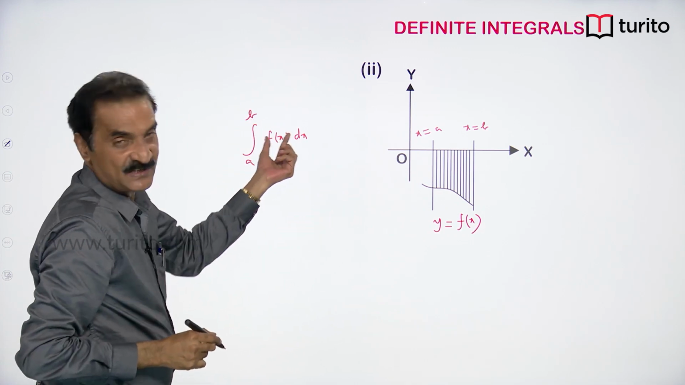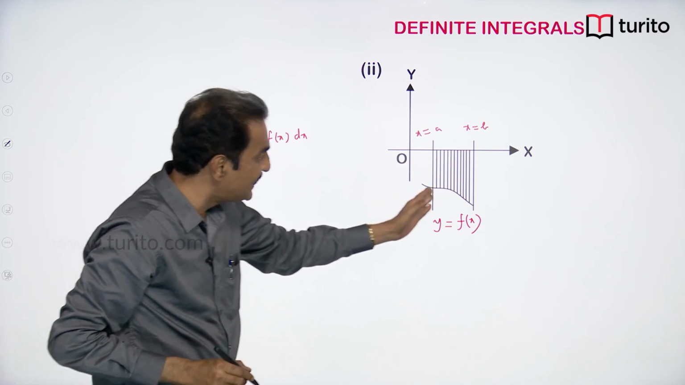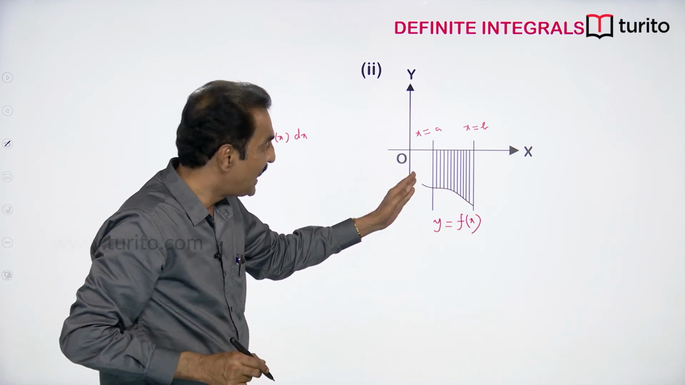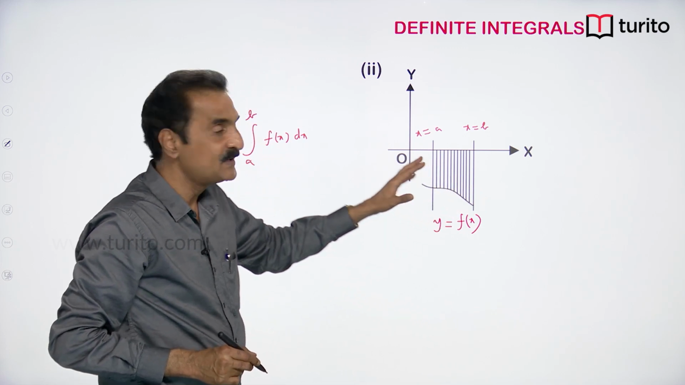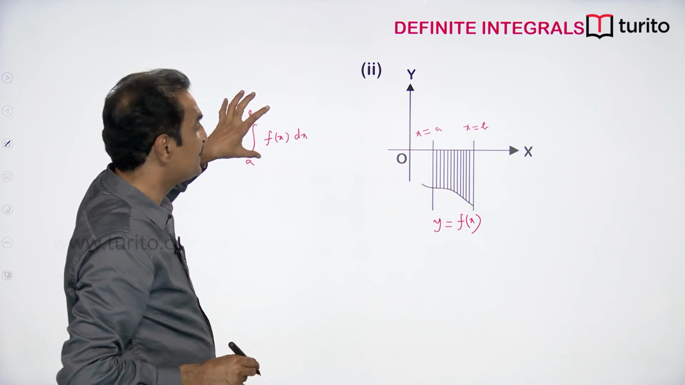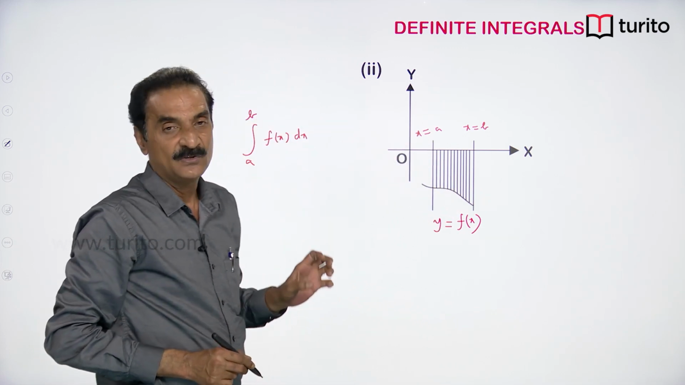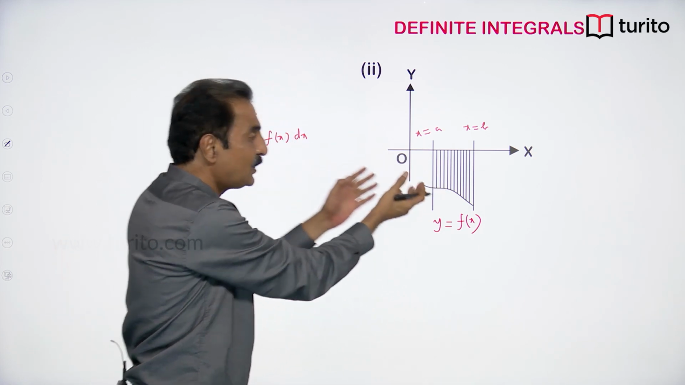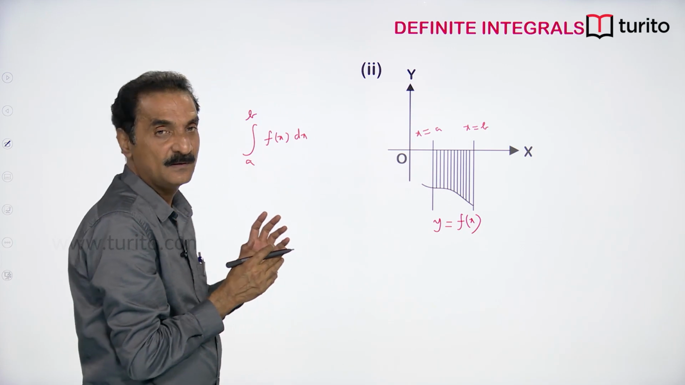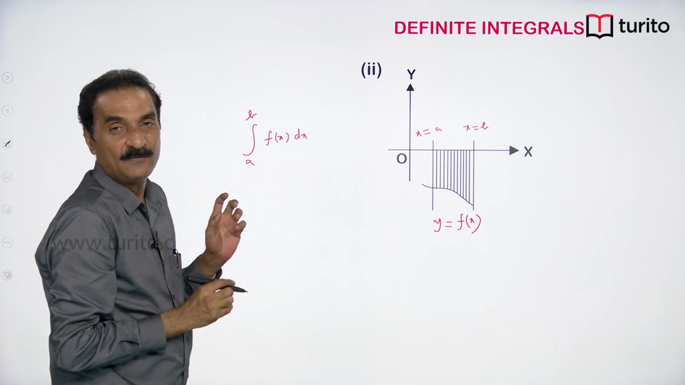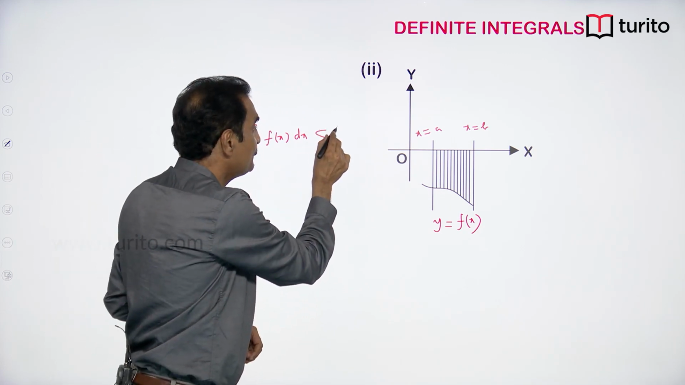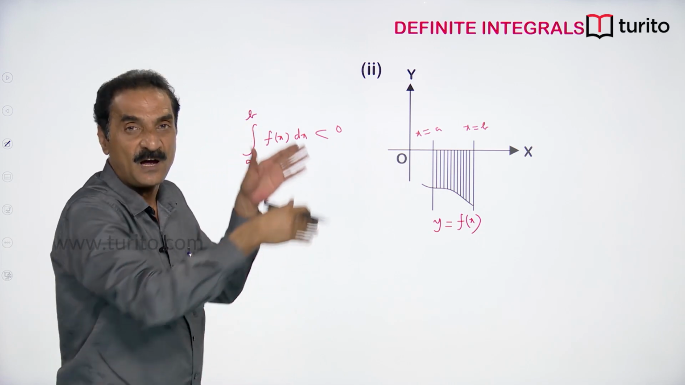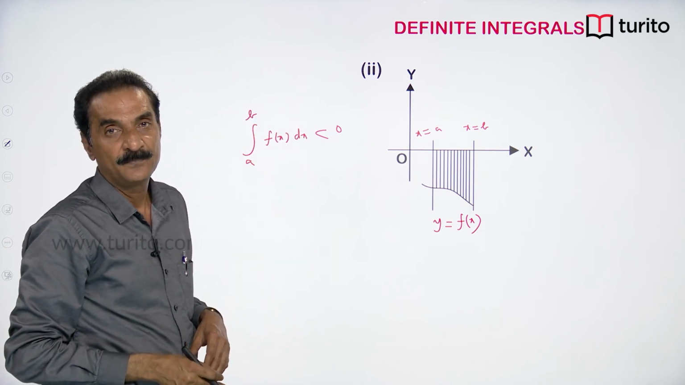Then dx is always positive, f of x is everywhere negative. So if you add all negative values of f of x, then you are going to get this integral as a negative quantity. So in this case the area numerically it may be equal to the area, but this definite integral will be less than 0. So if you want the area you have to take mod.